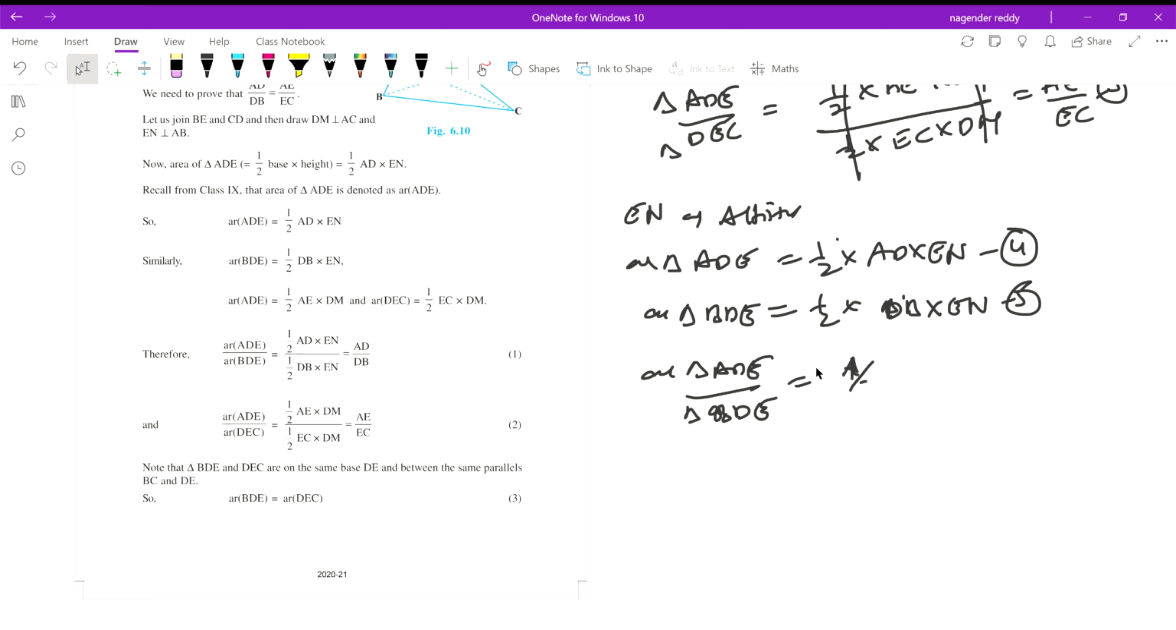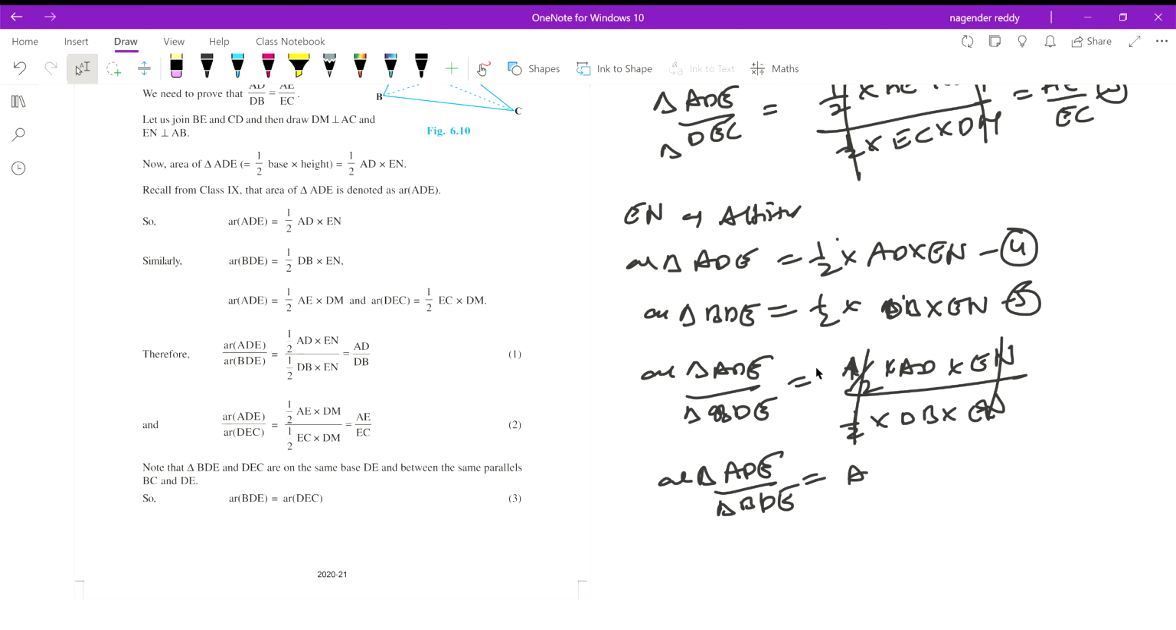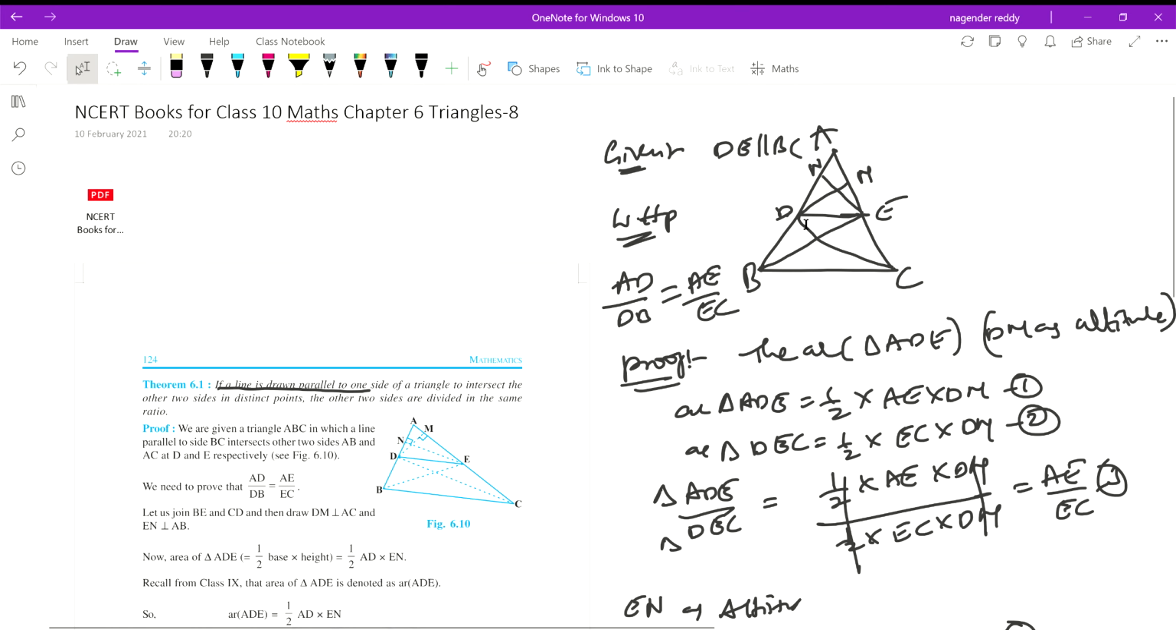Otherwise I'll do this. Of AD and EN by half into DB into EN. These two get cancelled. These two get cancelled. Then area of triangle ADE by area of triangle BDE is equal to AD by DB. Equation number 6.